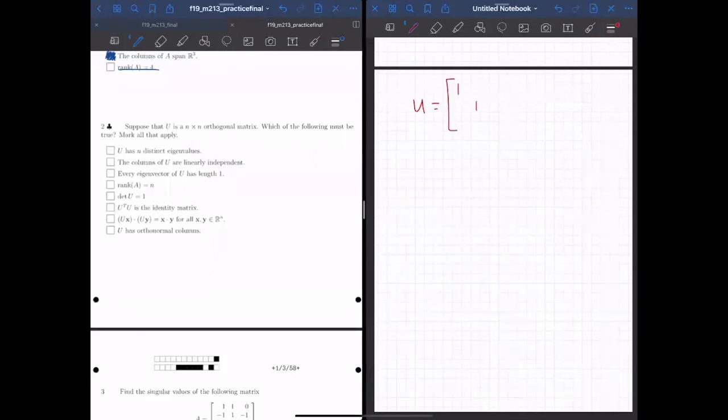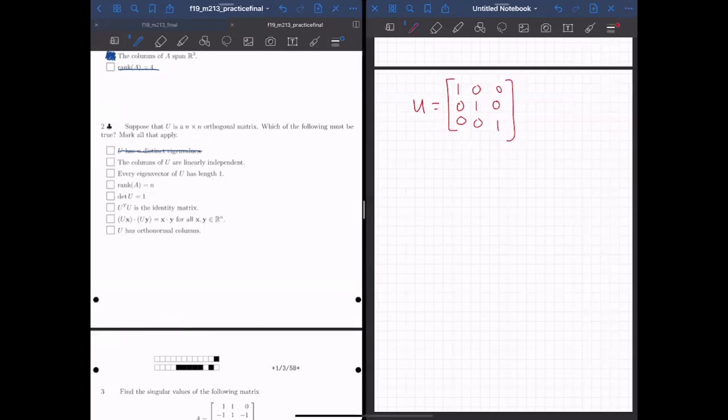Well, I can. Here's my favorite orthogonal matrix, the identity matrix. The identity matrix has eigenvalues 1, 1, and 1, and they're definitely not distinct, but it is still an orthogonal matrix. The inverse is equal to the transpose, so it has orthonormal columns. So orthogonal matrices definitely don't have distinct eigenvalues.